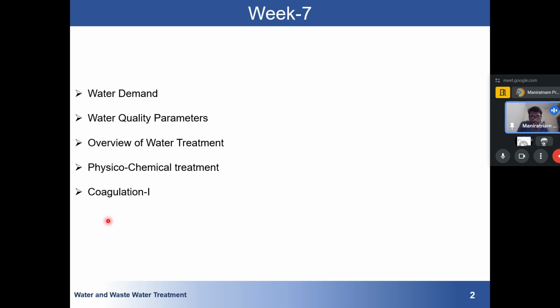And last we discussed coagulation. There are three parts: coagulation, flocculation, and sedimentation. In week 7 we have just discussed coagulation, but in further lectures you will be focusing more on coagulation, flocculation, and then lastly sedimentation.